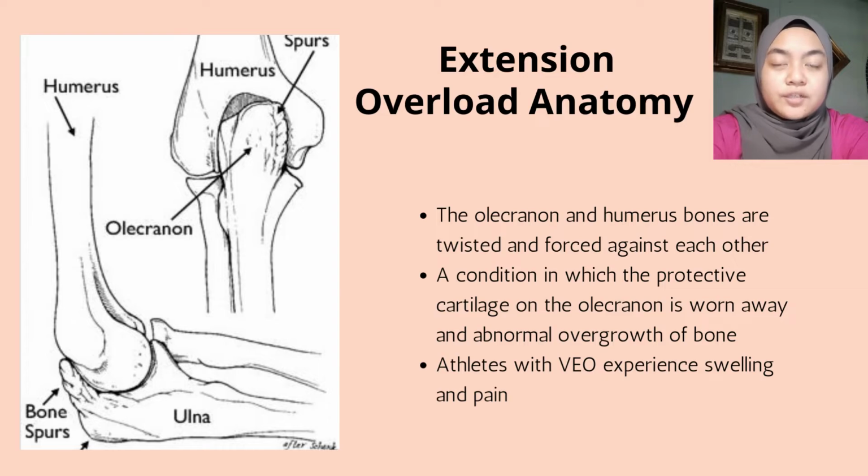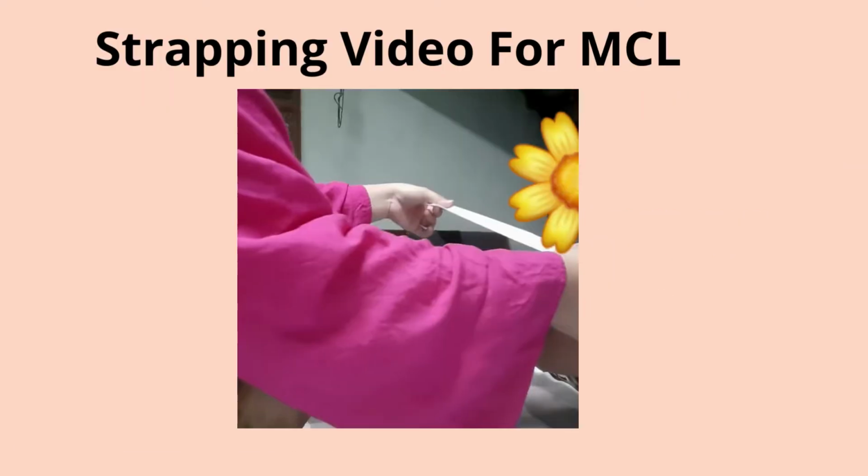During the throwing motion, the olecranon and humerus bone are twisted and forced against each other. Over time, this can lead to valgus extension overload, a condition in which the protective cartilage on the olecranon is worn away and abnormal overgrowth of bone called bone spurs or osteophytes develop. Athletes with valgus extension overload experience swelling and pain at the site of maximum contact between the bones in the back part of the elbow.